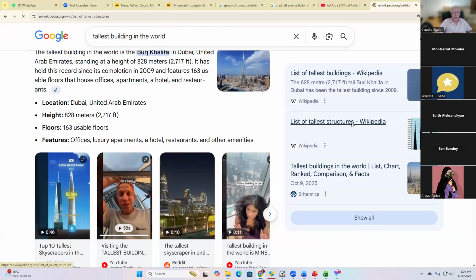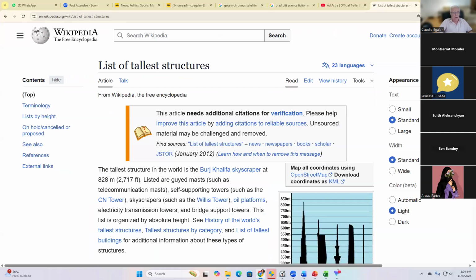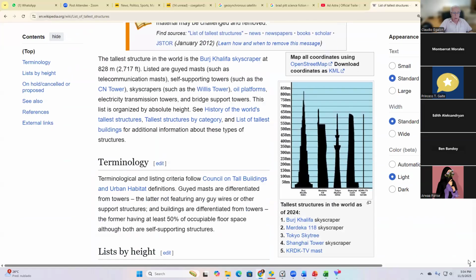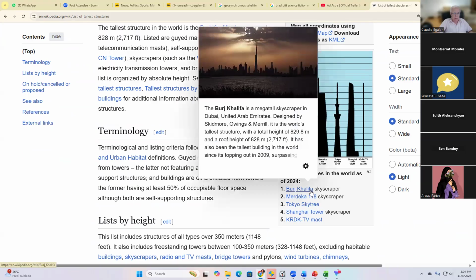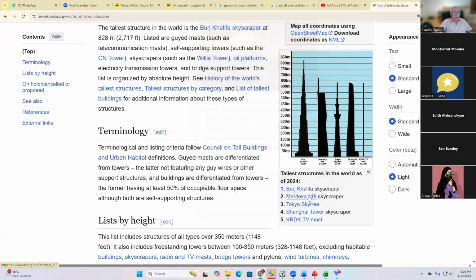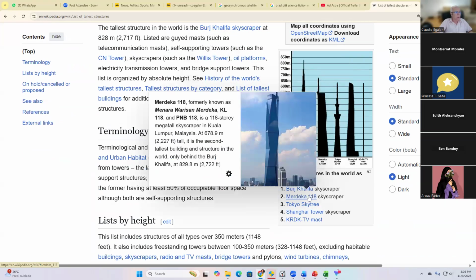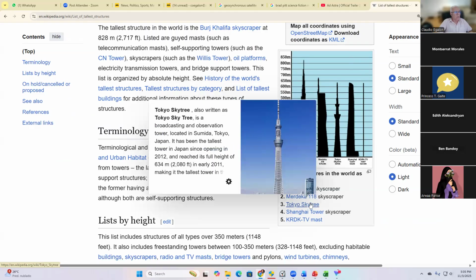List of tallest structures. Let's take a look. Here you go. This one here, Khalifa must be the one in there. Yeah, Mega Tower skyscraper in Dubai, United Arab Emirates. This one must be in Malaysia. Yeah, that's in Kuala Lumpur. See, the United States no longer has the tallest buildings in the world. Tokyo Sky Tree opened in 2012.